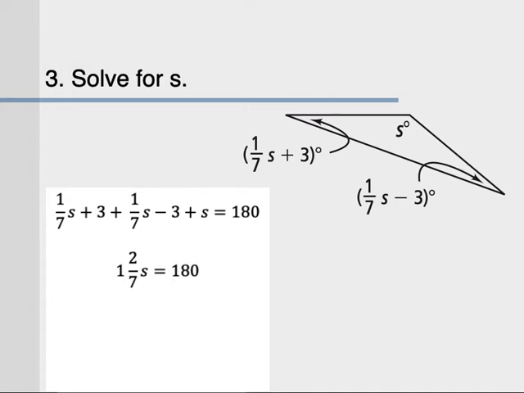Now here's my tip. I highly recommend with problems like this, you rewrite that coefficient as an improper fraction instead of a mixed number. Remember that process? Front number 1 times the number under the fraction and then add to the top. So you could rewrite that 1 and 2/7 as 9/7.